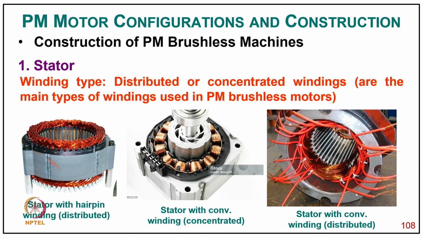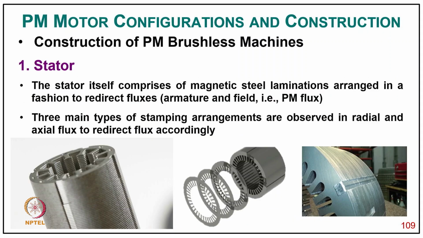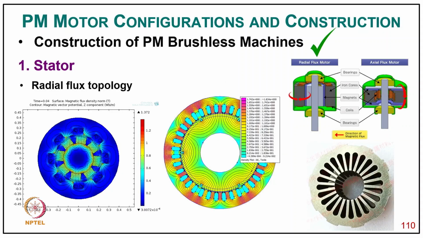And then the stator winding, distributed and concentrated winding. So the first case is distributed and the second case is your concentrated winding, the conventional winding. The stator itself comprises magnetic steel laminations arranged to carry flux. As you can see how it looks like, a stator with steel laminations, the main flux arrangement observed in radial and axial manner.